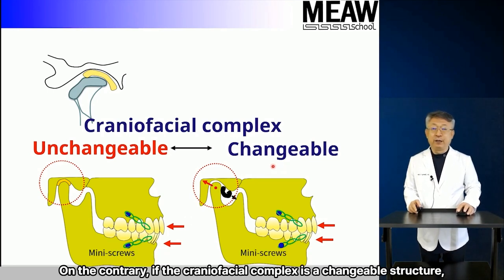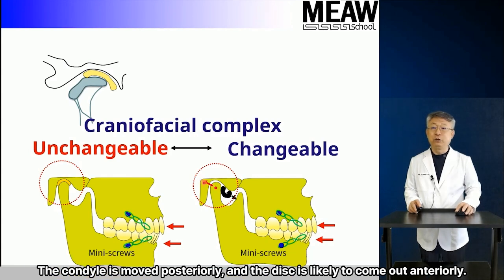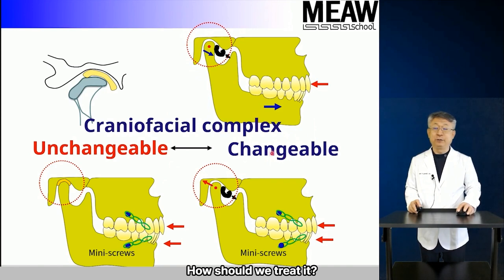On the contrary, if the craniofacial complex is a changeable structure, how will the condyle react when the upper and lower anterior teeth are retracted posteriorly? The condyle is moved posteriorly, and the disc is likely to come out anteriorly. The craniofacial complex is a changeable structure. How should we treat it?